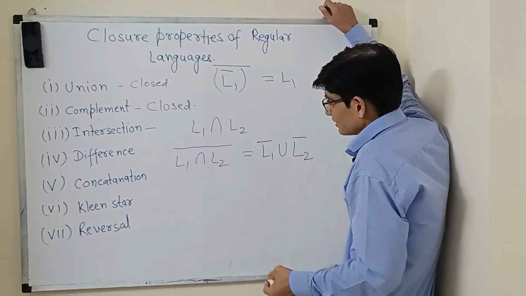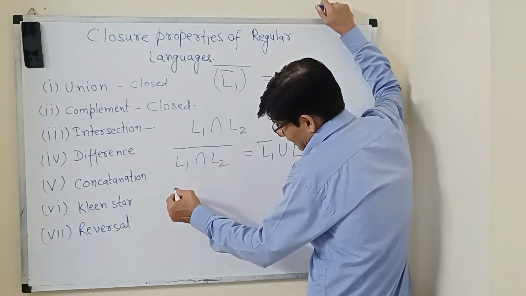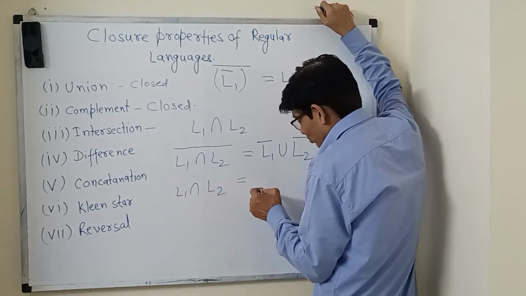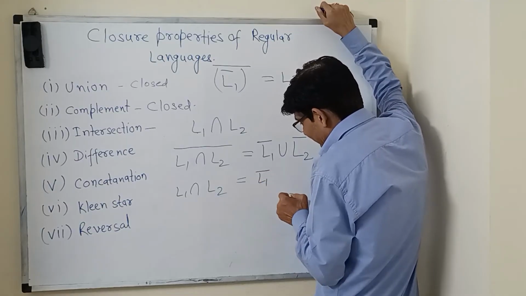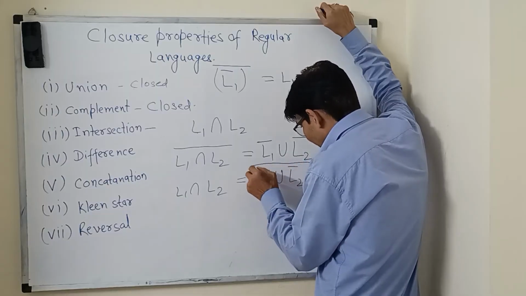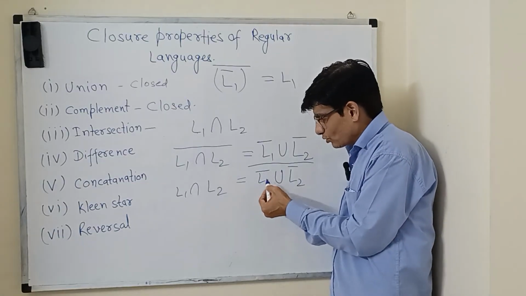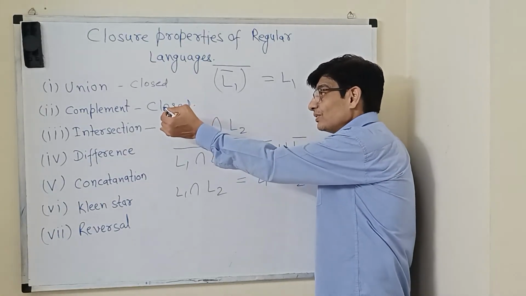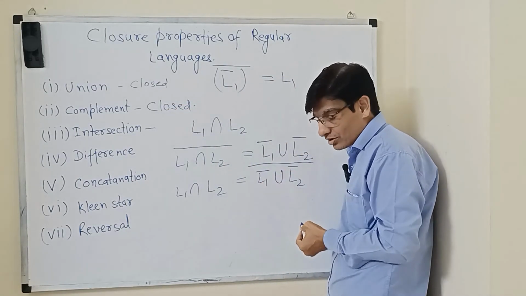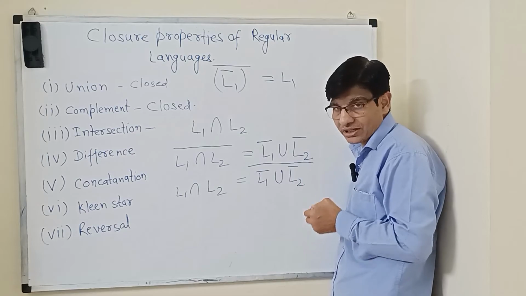So we can take the complement of both sides. We will have L1 intersection L2 equals (L1 complement union L2 complement) whole complement. Then you can see, my friend, if L1 is a regular language, we have already proved the complement of a regular language will also be a regular language. So L1 complement will also be regular. Then L2 is a regular language, so L2 complement will also be regular.